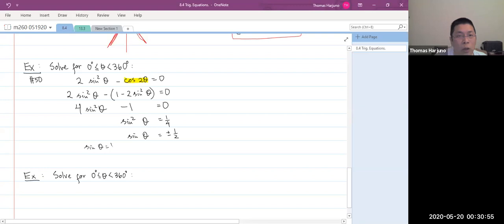So sine theta equals 1/2, sine theta equals -1/2. Now your solution here will be only between 0 to 360 degrees. Okay, so 30 degrees only, and then 150 degrees only, 210 degrees only, and 330 degrees only. So theta equals, the solution will be 30 degrees, 150 degrees, 210 degrees, 330 degrees.